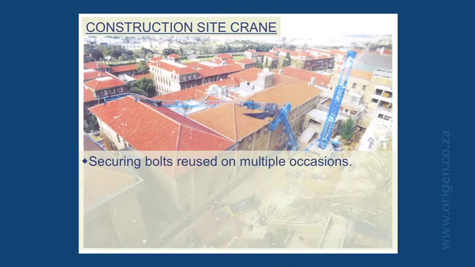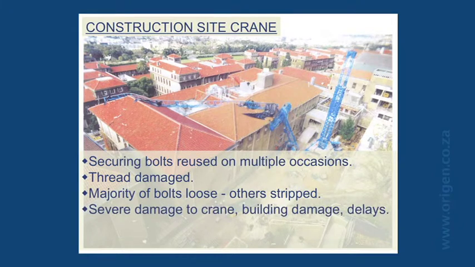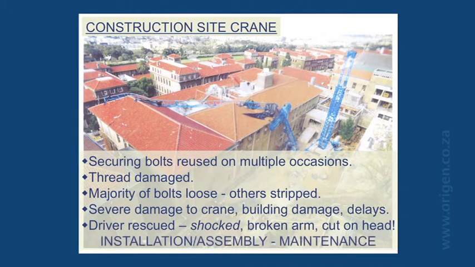Investigation highlighted that the securing bolts had been used on multiple occasions and resulted in significant thread damage. In addition, the majority of the bolts joining the boom to the tower were loose and others had stripped. Clearly, there was significant damage to the crane. The operator escaped with a broken arm and a cut of the head, but given the circumstances, was lucky. This is another example involving installation and assembly, as well as the lack of proper maintenance.